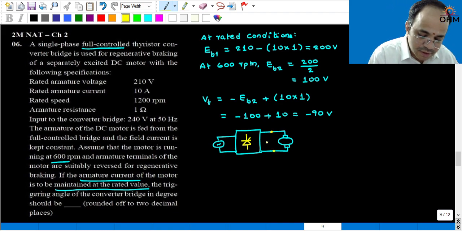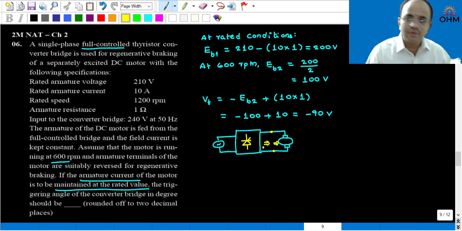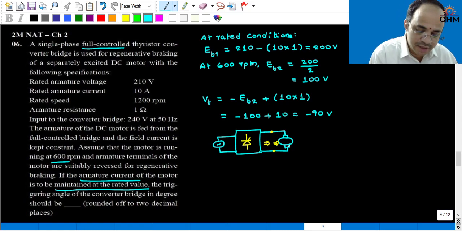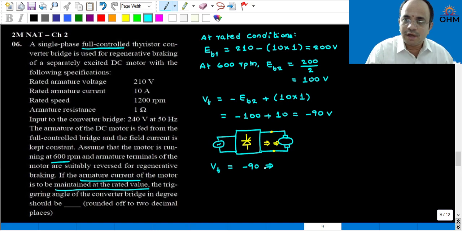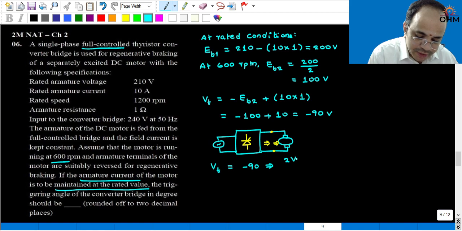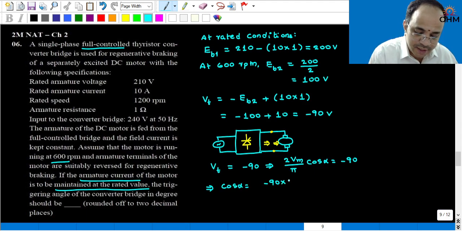Then what do you mean by this? The output voltage of the full converter will be given to the terminal voltage of the DC motor. Therefore, VT of the converter should be equal to minus 90 volt. We know that, or try to recollect from the rectifier chapter, what is the VT formula? 2Vm by pi into cos alpha is equal to minus 90 volt. Therefore, cos alpha is equal to minus 90 into pi divided by 2 into Vm.